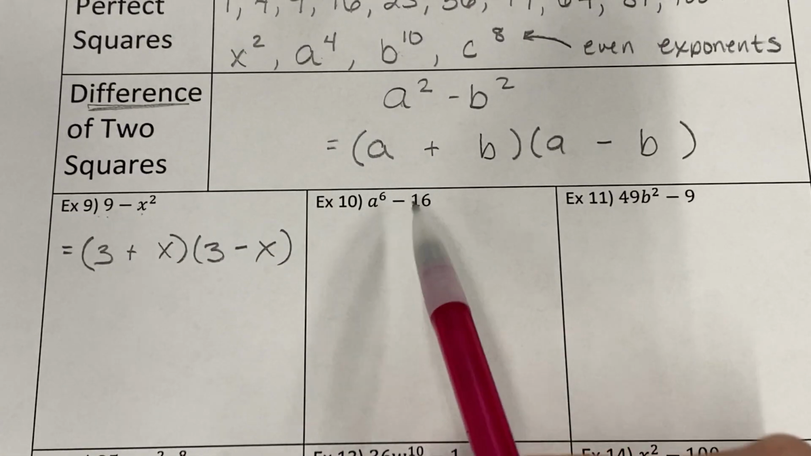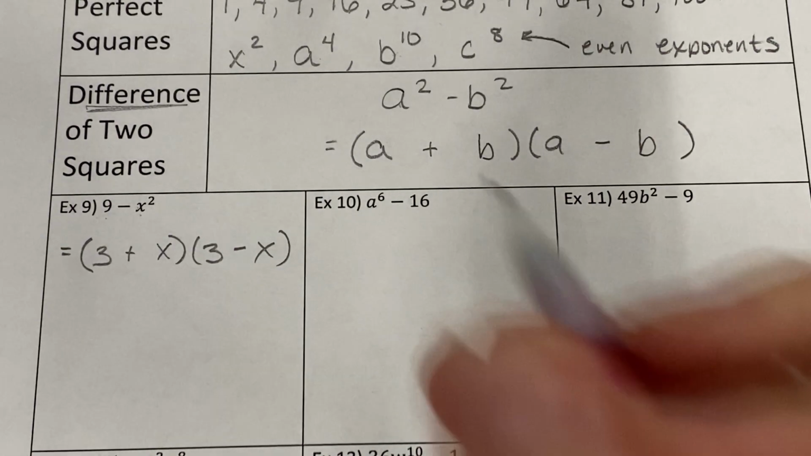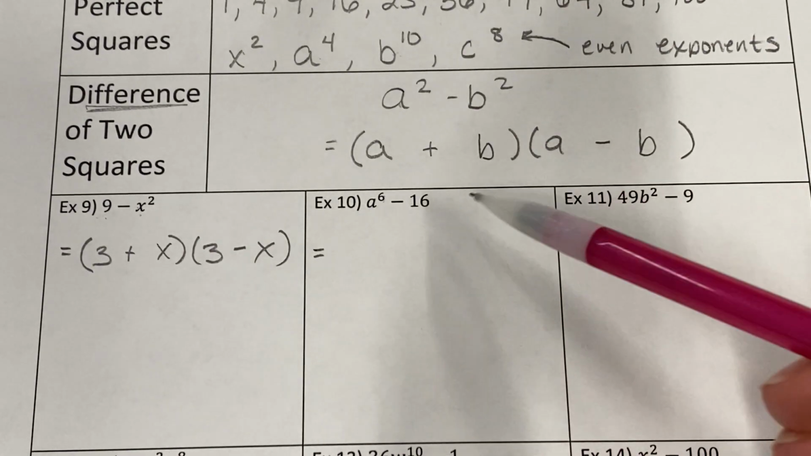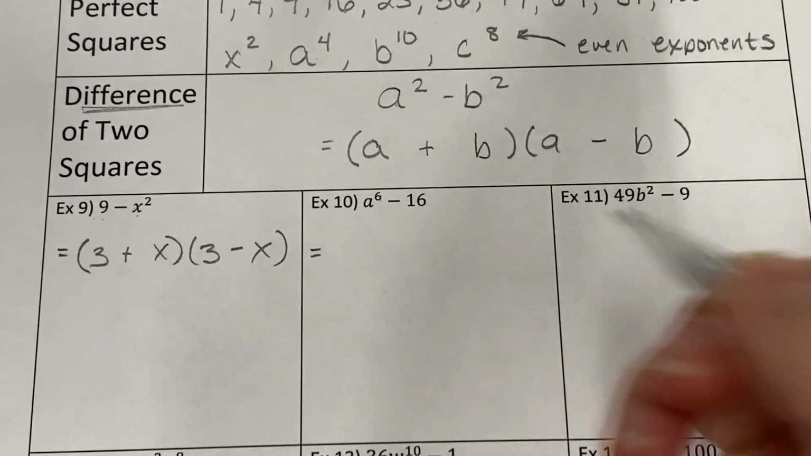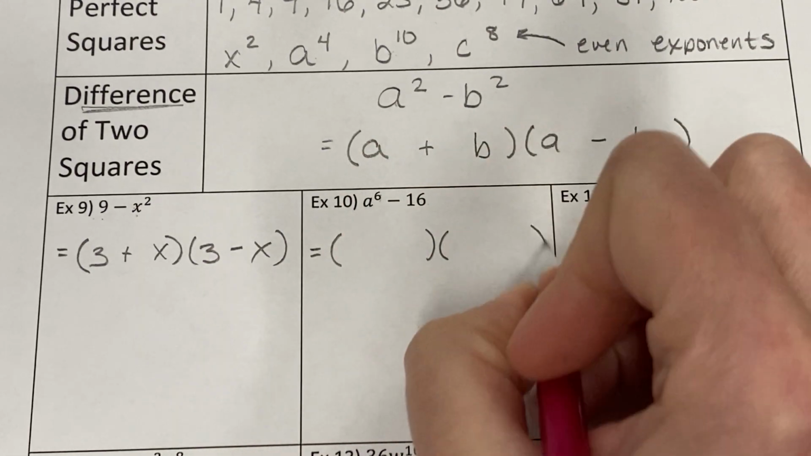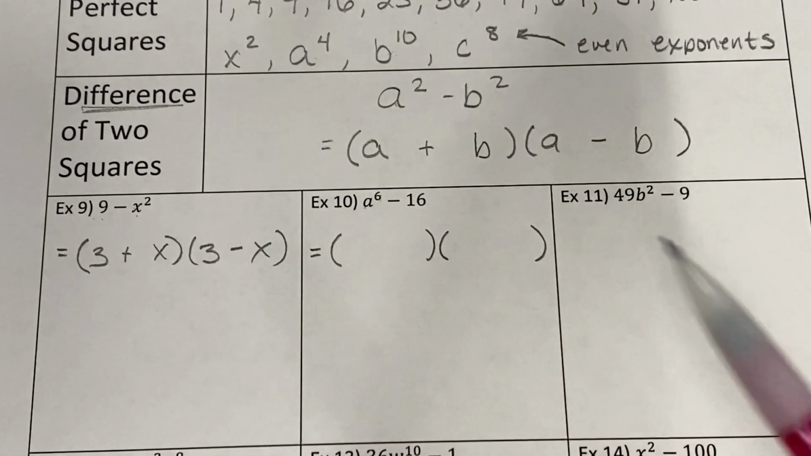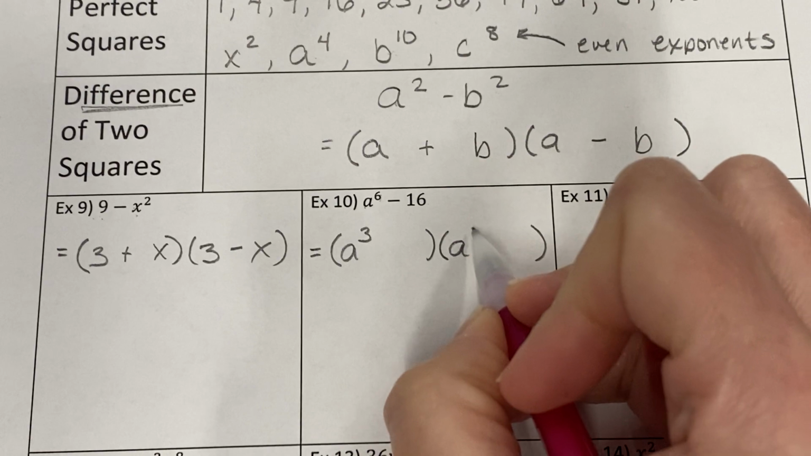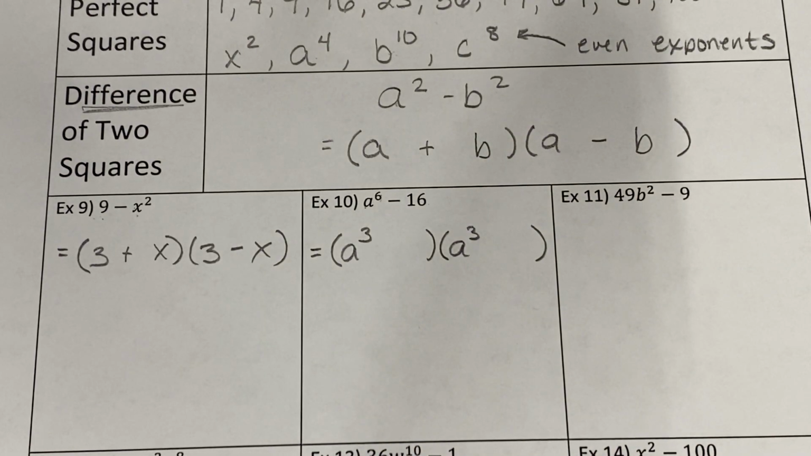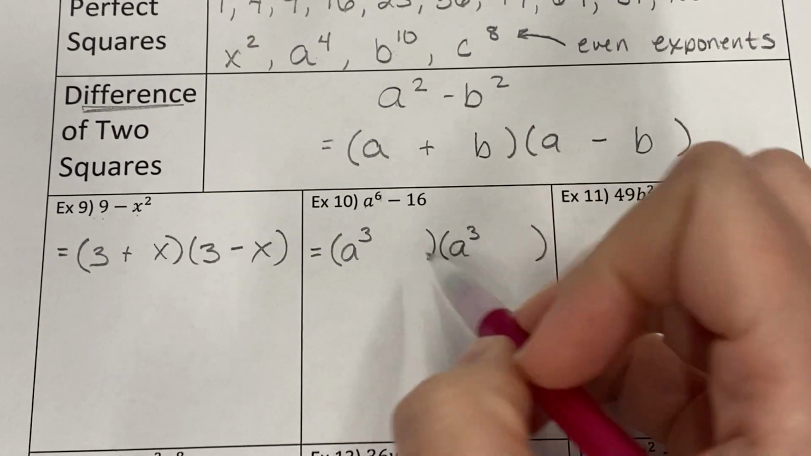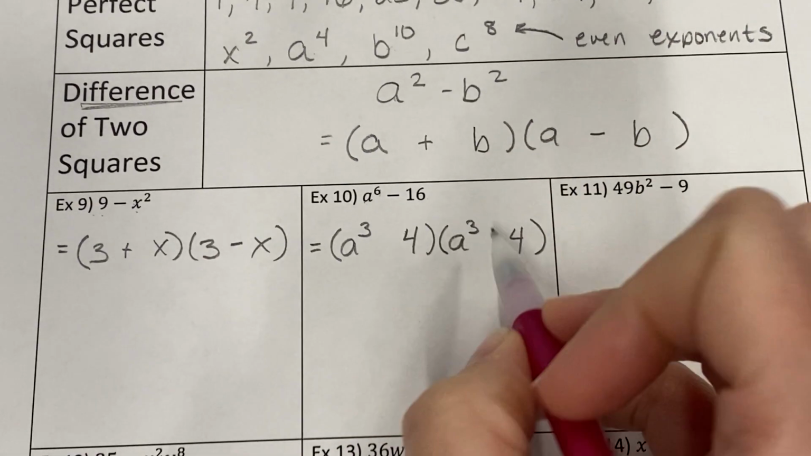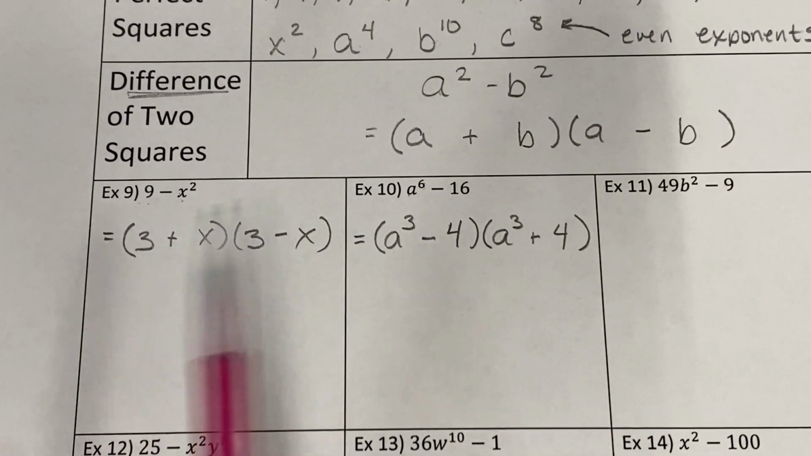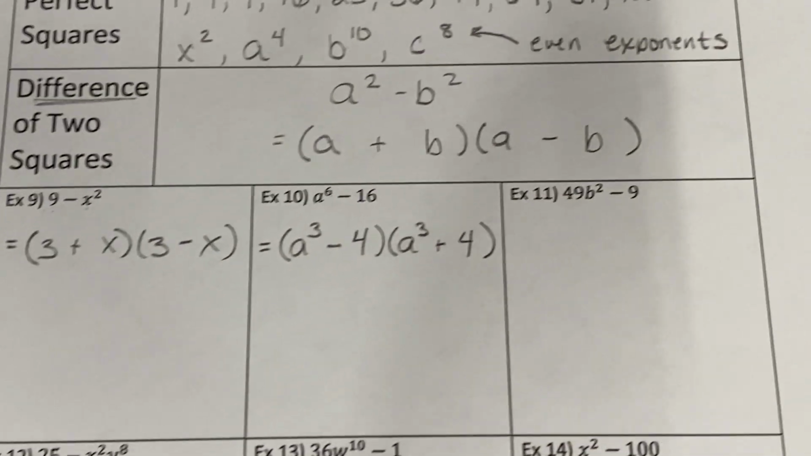Example 10. Do we have a GCF? We do not. Are these perfect squares? Yes, because the exponent is even, and 16, yes, that's a perfect square. All right. The square root of a to the 6th, we take half of this, a to the 3rd. If you remember your properties of exponents, that'll come a little easier to you. The square root of 16 is 4. One of them gets a plus, one of them gets a minus. Again, it doesn't matter. Like here I put the plus sign in this one, and here I put the plus sign in this one. It does not matter.